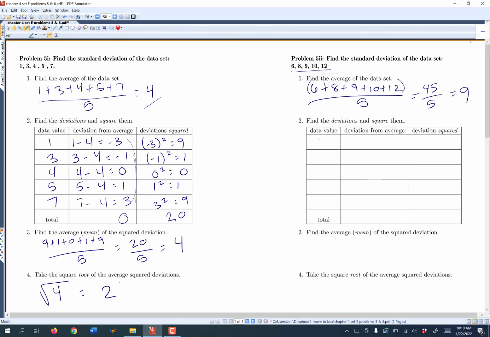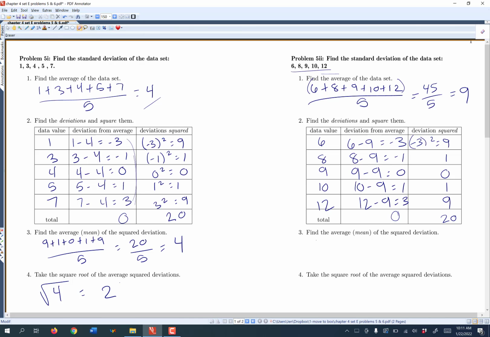Now let's find the deviations and square them. So write down each of your data values, 6, 8, 9, 10, and 12, and figure out how far they are from the average. So 6 minus 9 gives me negative 3. 8 minus 9 gives me negative 1. 9 minus 9 gives me 0. 10 minus 9 gives me 1. 12 minus 9 gives me 3. If you add those up, again you get 0, because that's what you always get. And then let's square. Negative 3 squared equals 9, and I'm just going to write them down. If I square each one, I get 1, 0, 1, 9. And if I add them up, I get 20.